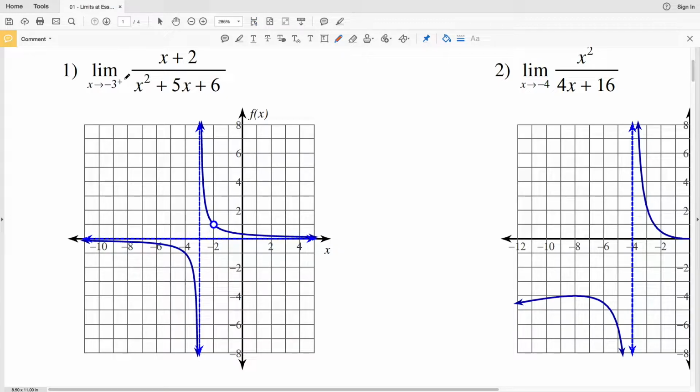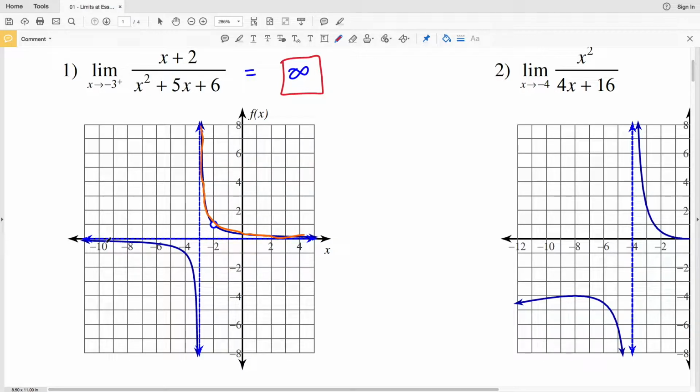In numbers 1 and 2, we're going to evaluate each limit. For number 1, we're looking at the limit of (x + 2)/(x² + 5x + 6) as x approaches negative 3 from the right. Coming from the right side of our graph, we continue on f of x as x approaches negative 3. There's a removable discontinuity at negative 2, but we're seeing the limit as x approaches negative 3, and that is positive infinity. As we approach negative 3 for x, f of x grows to an arbitrarily large number, which we write as infinity.